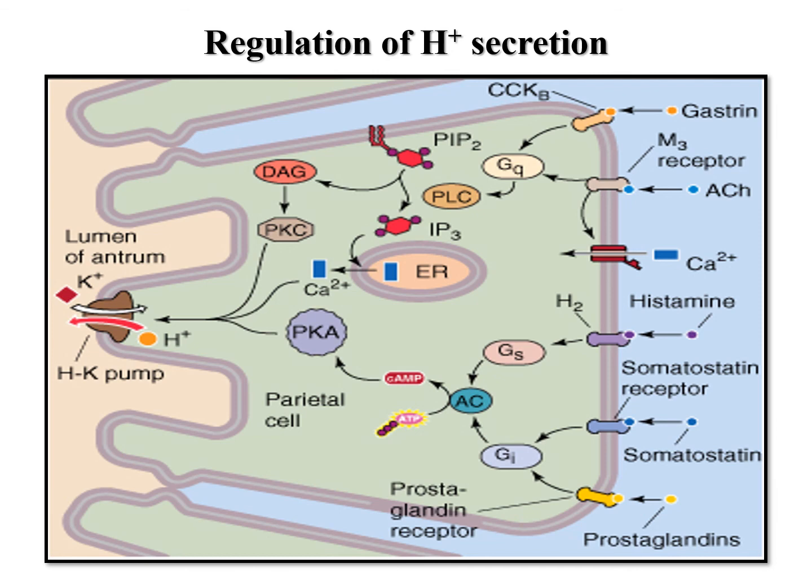Also, the IP3 acts on the membrane of the endoplasmic reticulum and causes increased calcium concentration in the cytosol of the parietal cells. This increased calcium also helps in expression of increased amount of proton pump or H plus K plus ATPase enzyme on the luminal plasma membrane of the parietal cells.